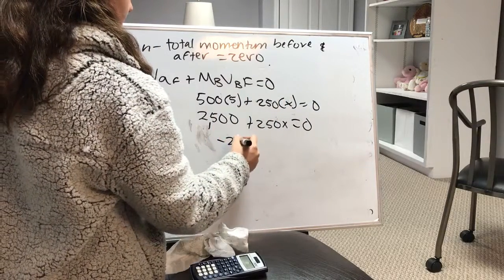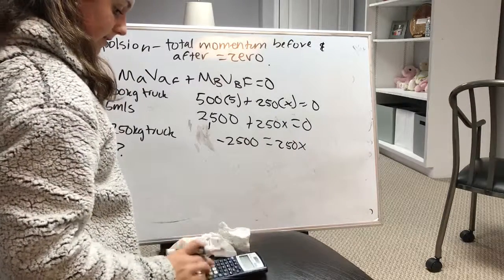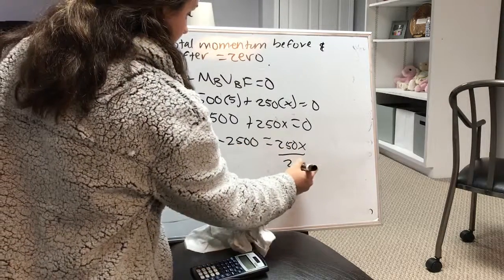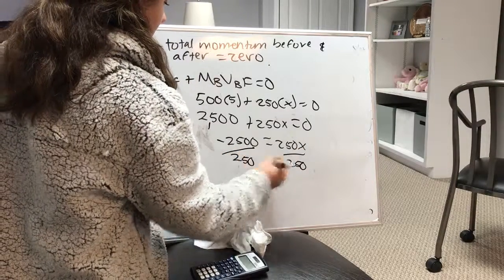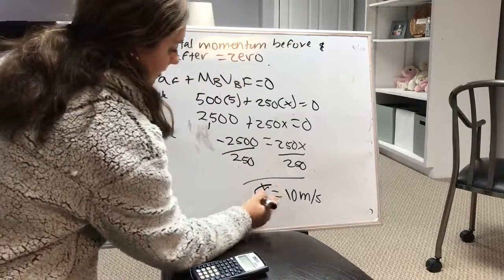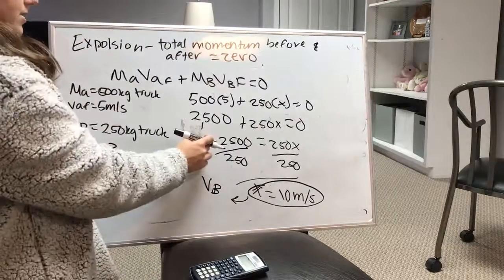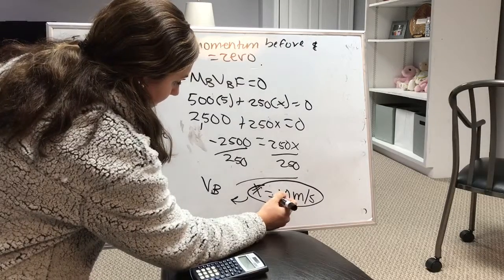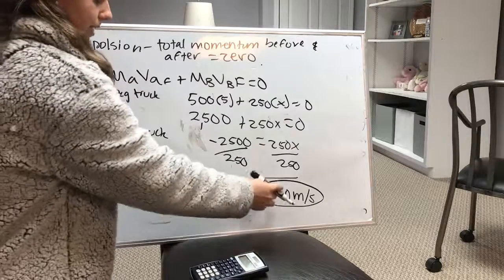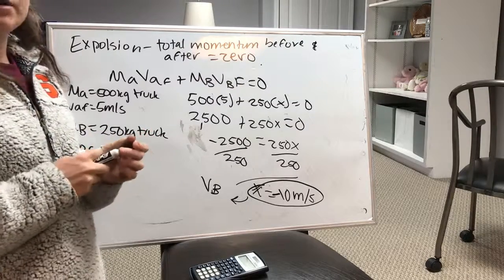Now we can say that minus 2,500 is equal to 250x. Divide by 250, divide by 250, we know that x is equal to negative 10 meters per second. X being the velocity of B. Now, since there is a negative, it could also mean that it's headed in a backwards direction, although the number stays the same, 10 meters per second. And that's the end of our video today on momentum and impulse.